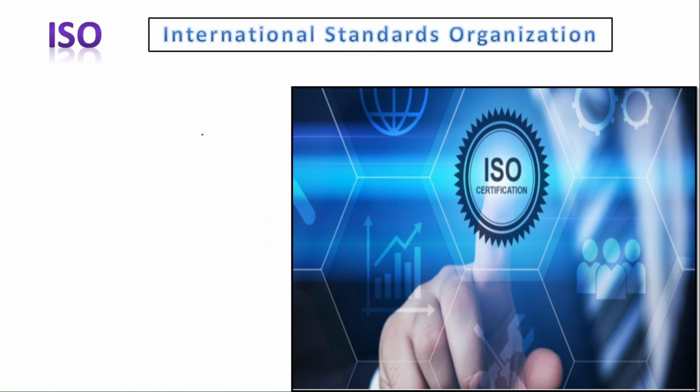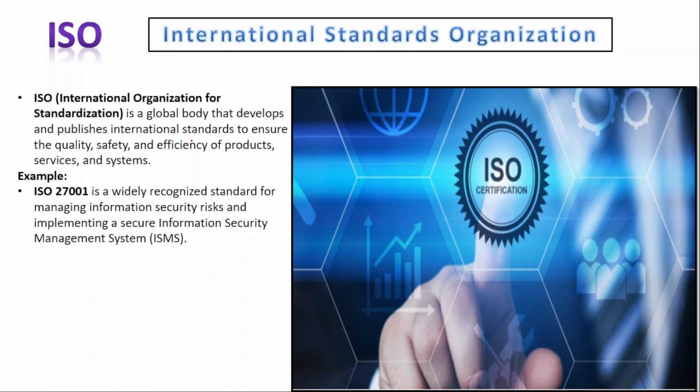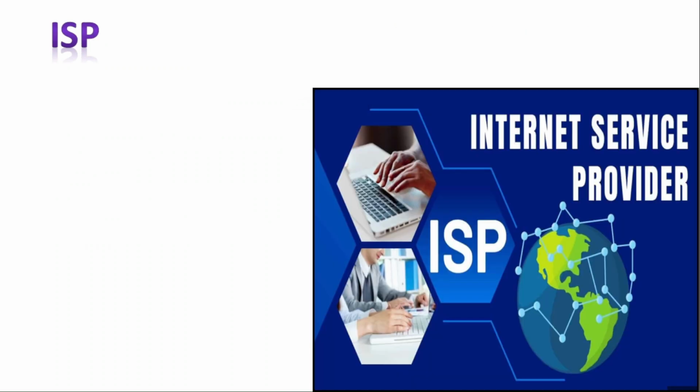ISO, that is International Organization for Standardization. So ISO, International Organization for Standardization, is a global body that develops and publishes international standards to ensure the quality, safety, and efficiency of products, services, and systems. Example: ISO 27001 is a widely recognized standard for managing information security risk and implementing a secure information security management system, that is ISMS.